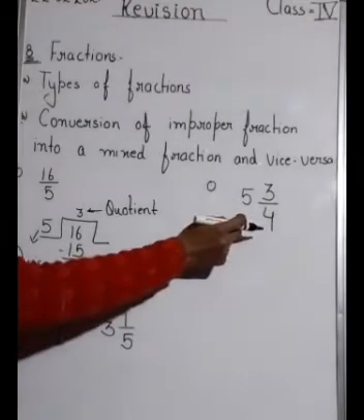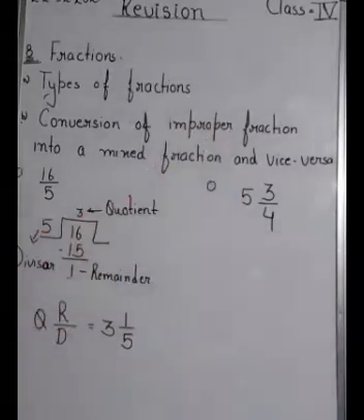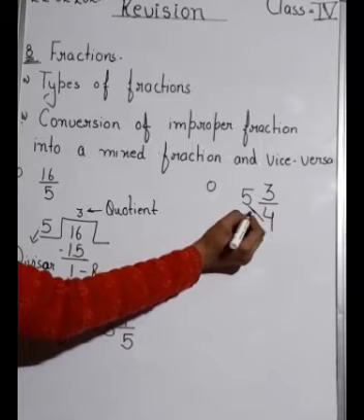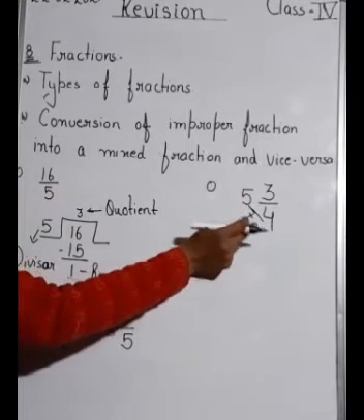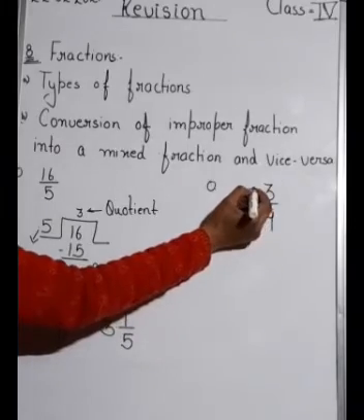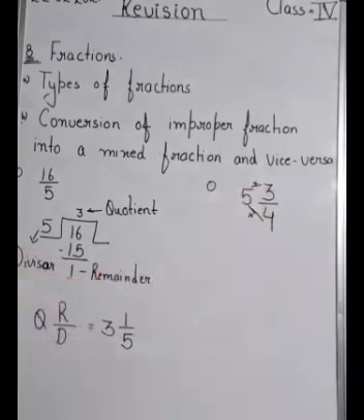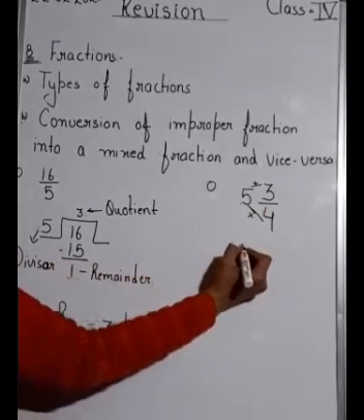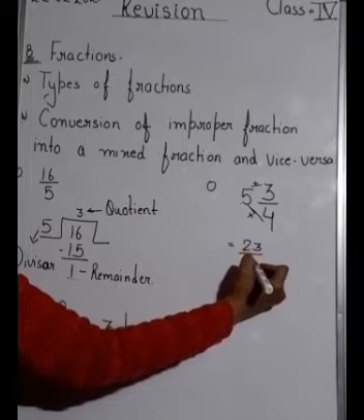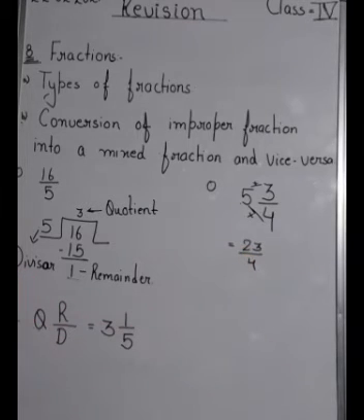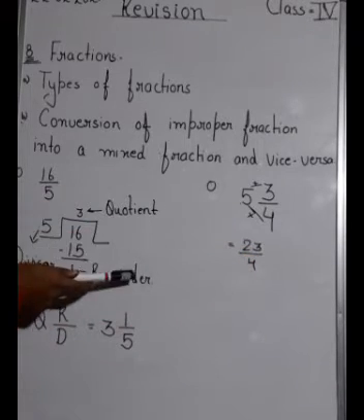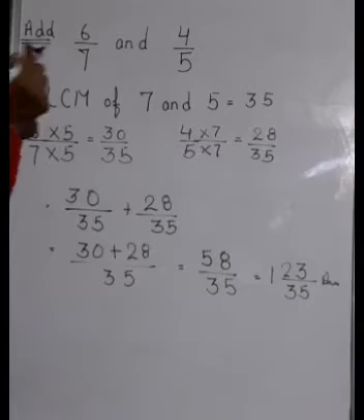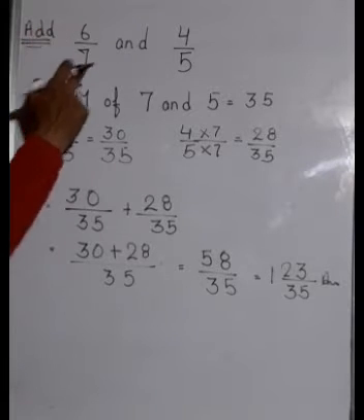Next, here I have written a mixed fraction and now I have to convert it into an improper fraction. For this, you have to multiply these two, that is your divisor and quotient, and then to the answer you are getting, you have to add this number. So 4 5s are 20 and 20 plus 3 is 23. So the answer will be 23 upon 4. So this is the way of converting an improper fraction into a mixed fraction or a mixed fraction into an improper fraction.